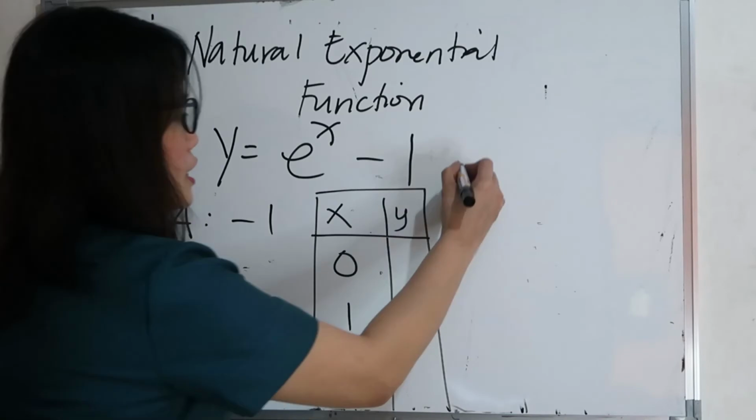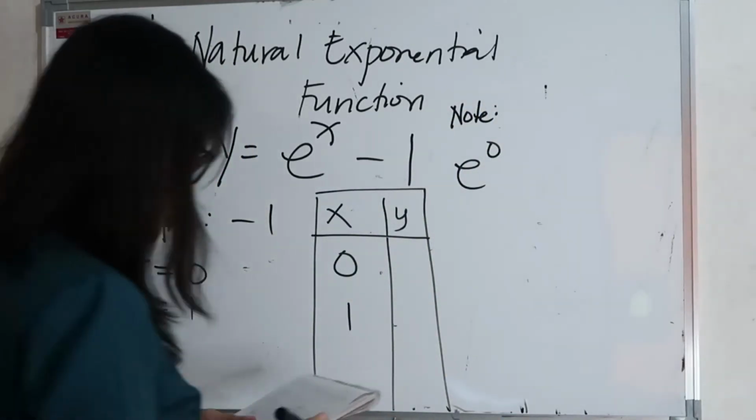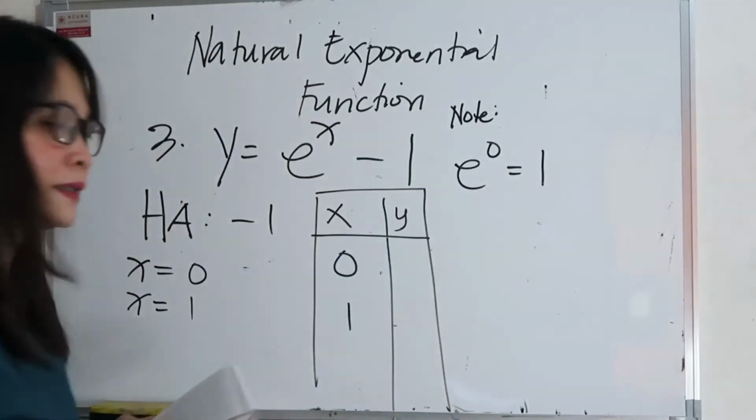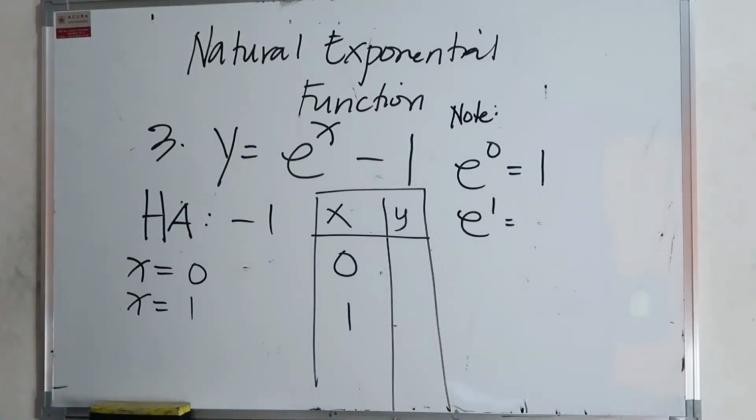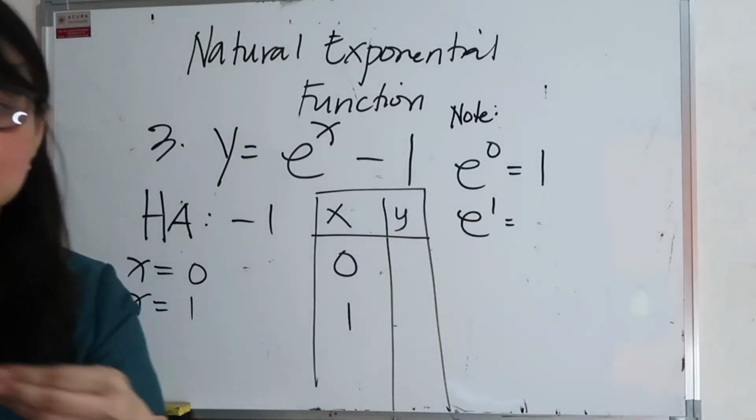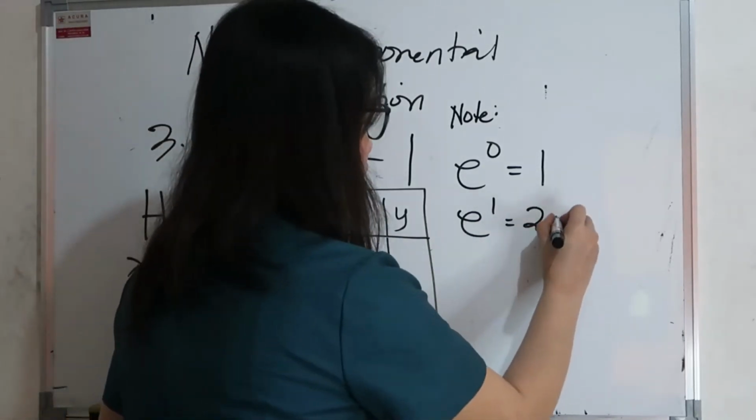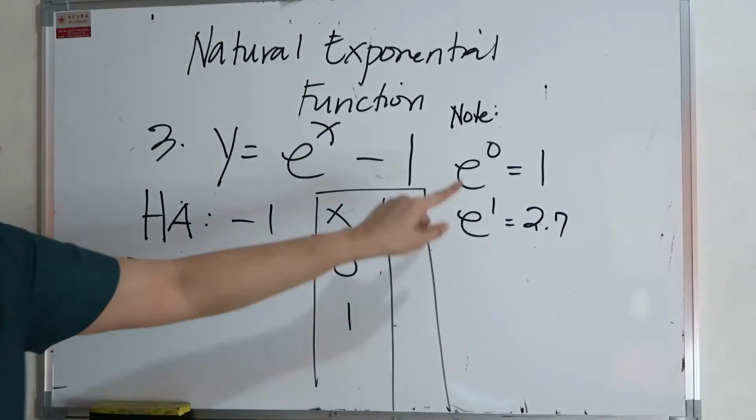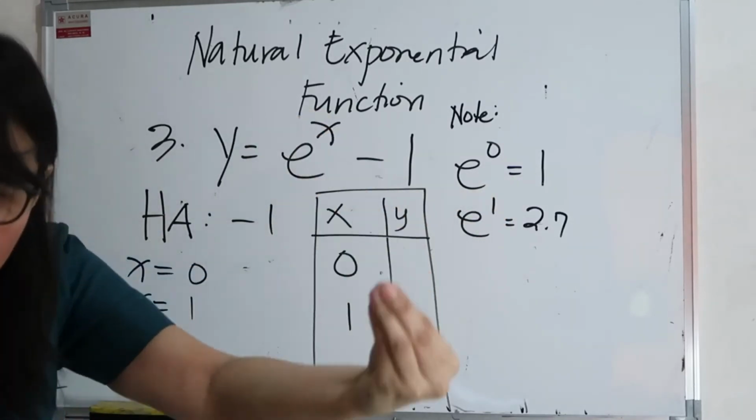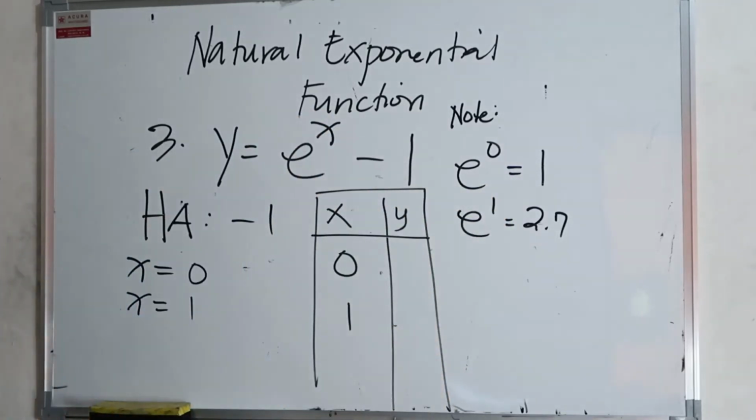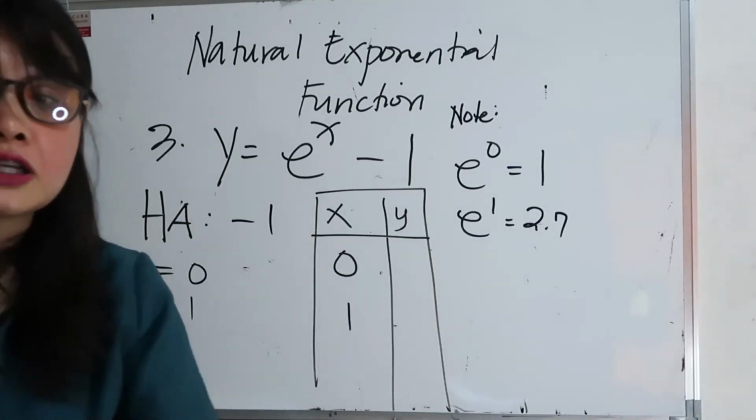Take note: e raised to 0 is always 1. And then e raised to 1, what is e raised to 1? There is a value for it using your calculator. The value of e raised to 1 is 2.7. So e raised to 0 is always 1, and e raised to 1, which is e, has a corresponding value using the calculator, 2.7. It's constant. That is always the value of e, 2.7.